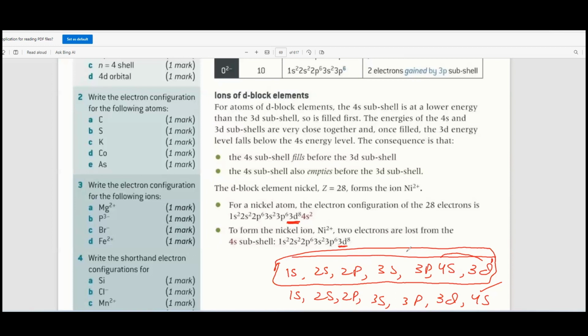That's confusing. So let's say it's all filled up until 4s, and then one electron goes into 3d. Then 3d comes before 4s, and now 4s is the outer one, the highest one. So then what if it needs to lose one electron? Will it lose the one electron from the 3d, or will it lose the one electron from the 4s? 4s. You will lose one electron from 4s.